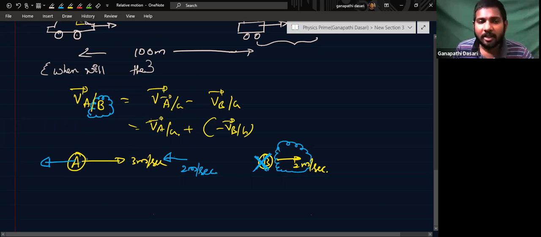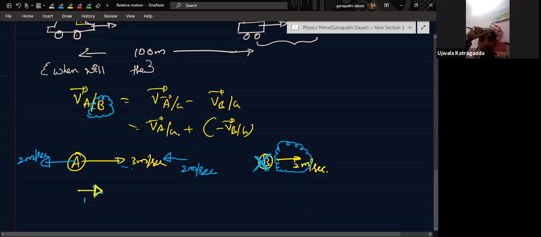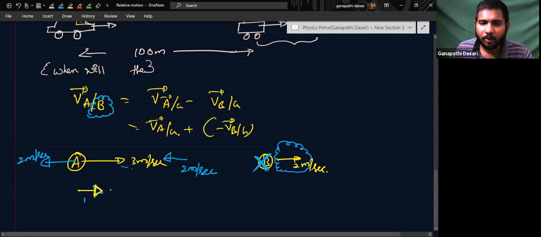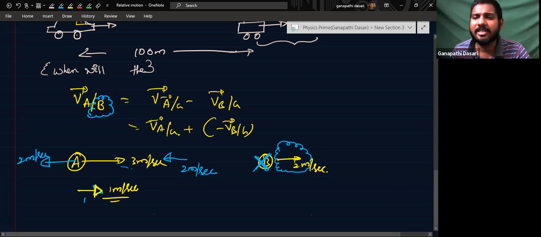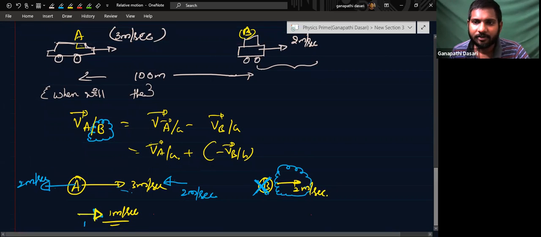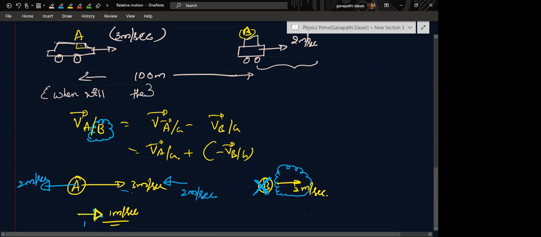With respect to what do you want to observe? So A, and just add it. Add it means you find out the resultant of these two vectors. So resultant is what? Plus 3 in the right side, minus 2 in the left side. That means the result is 1, in the A to B direction. 1 in this positive direction towards B, 1 meter per second. In your basic application skill also, is it coming to be right or not? Basic common sense.